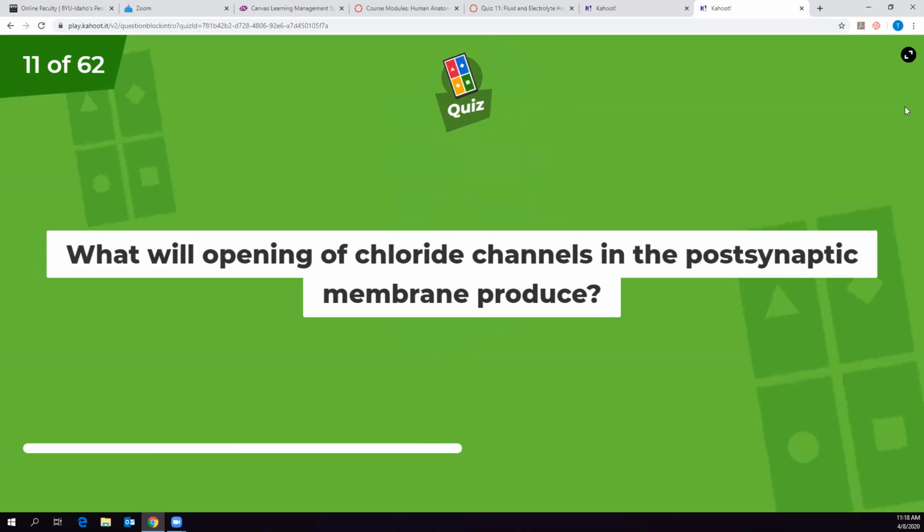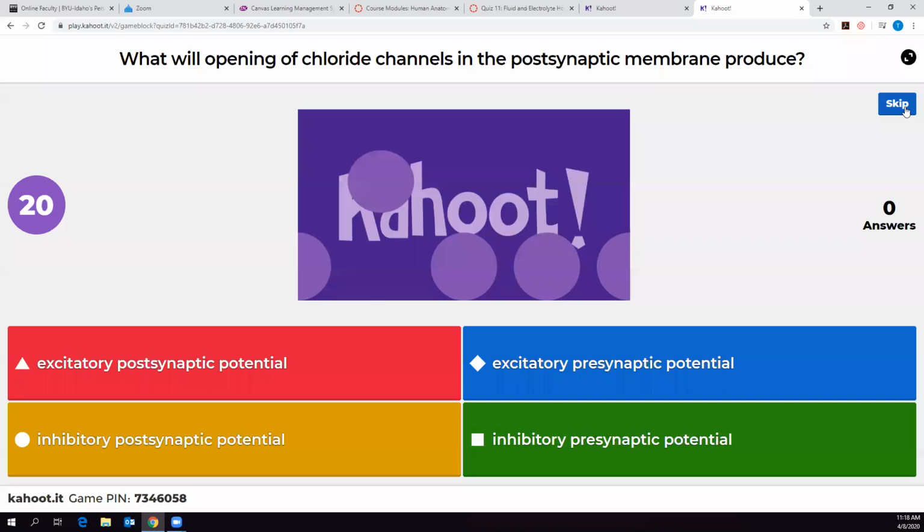Okay, what will opening of chloride channels in the postsynaptic membrane produce? I thought I missed a verb in that sentence. So when you open up the chloride channels in the postsynaptic membrane, what's that going to do? Or what kind of thing are you going to generate?